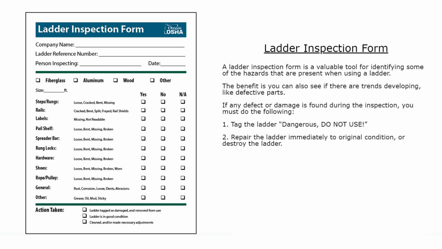Ladder Inspection Form. A ladder inspection form is a valuable tool for identifying some of the hazards that are present when using a ladder. The benefit is you can also see if there are trends developing, like defective parts. If any defect or damage is found during the inspection, you must do the following. 1. Tag the ladder dangerous, do not use. 2. Repair the ladder immediately to original condition or destroy the ladder.